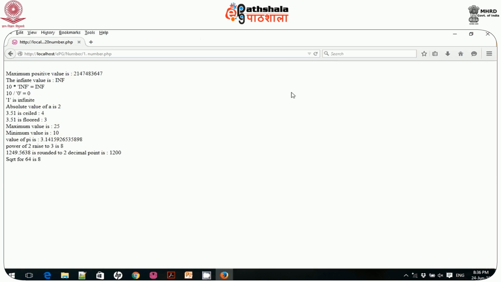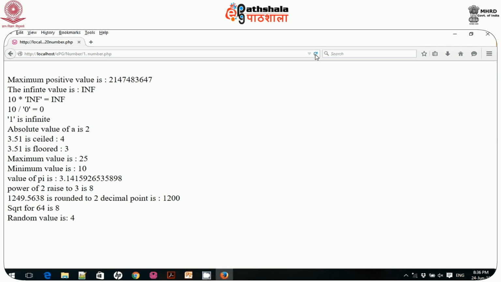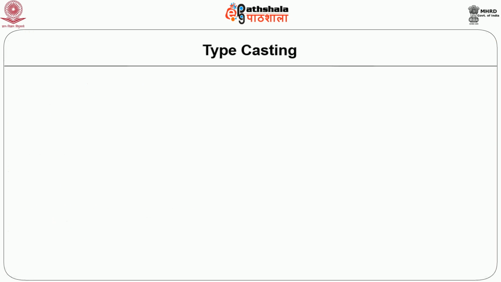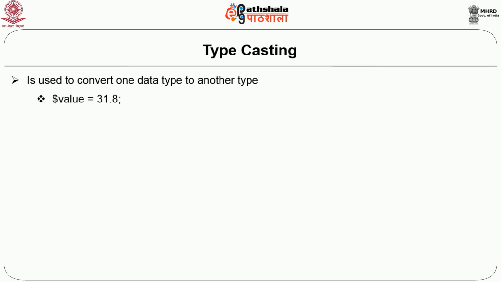If I execute this, let me zoom it so you can clearly visualize it. So this time it is 4, now it is 5, 6, 4, 2, 6, so any random value you can get. So these are all number functions. The next point is typecasting.